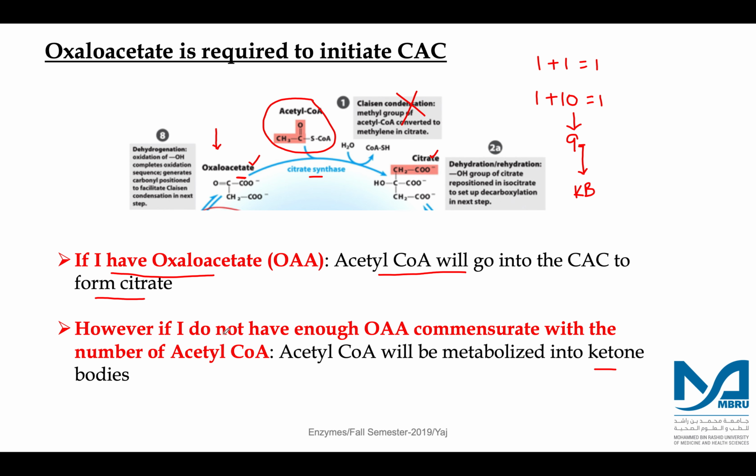Therefore, if I do not have enough oxaloacetate commensurate with the number of acetyl coenzyme A molecules, acetyl coenzyme A will be metabolized into ketone bodies. This you should remember.